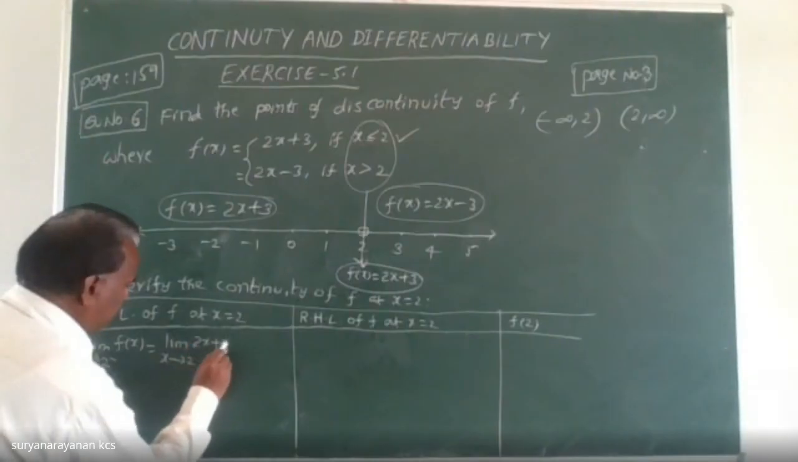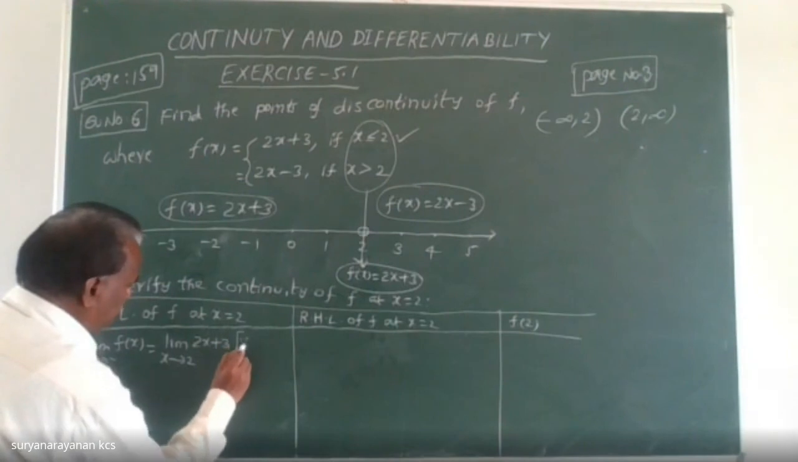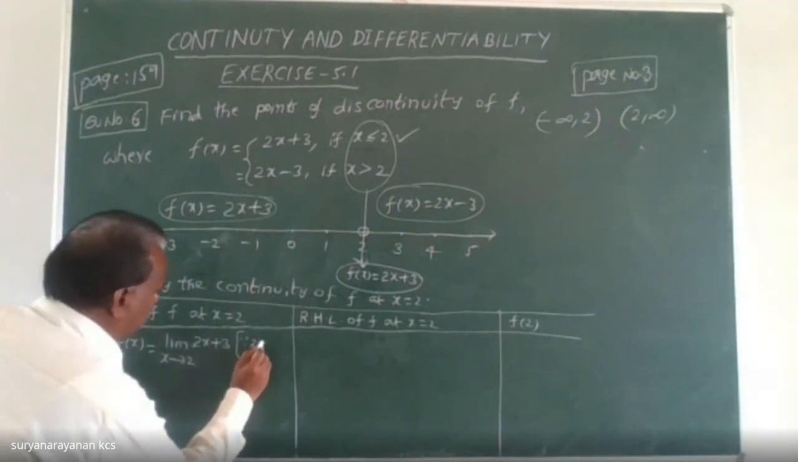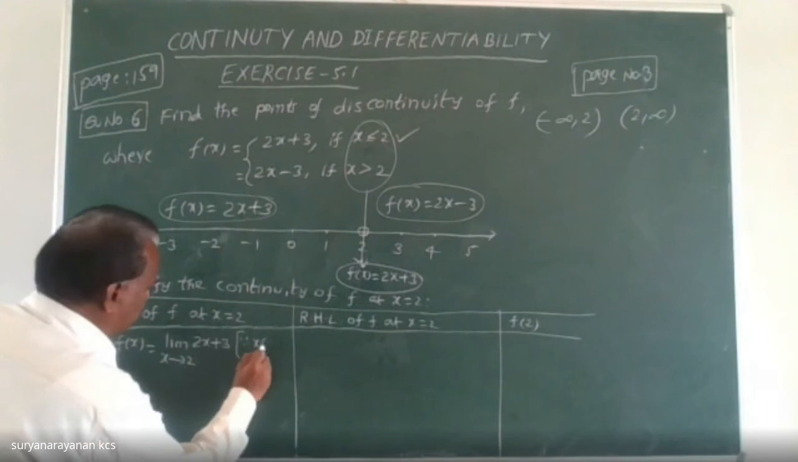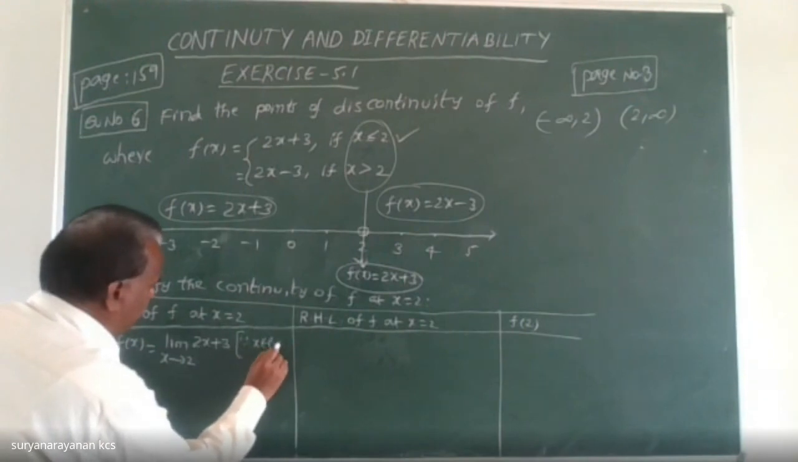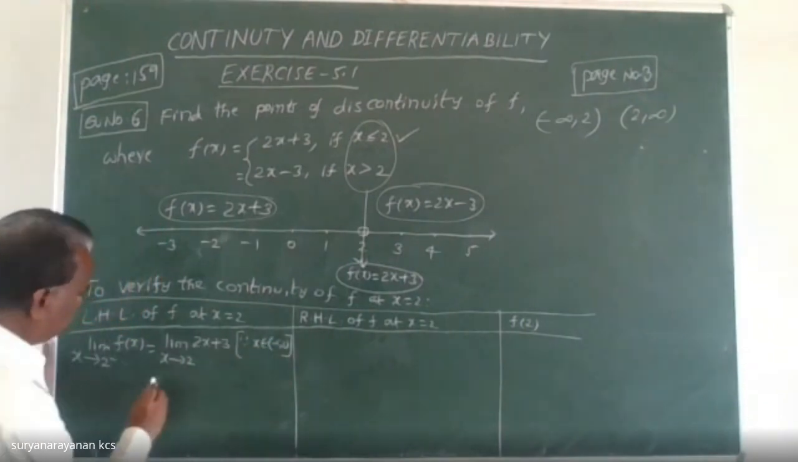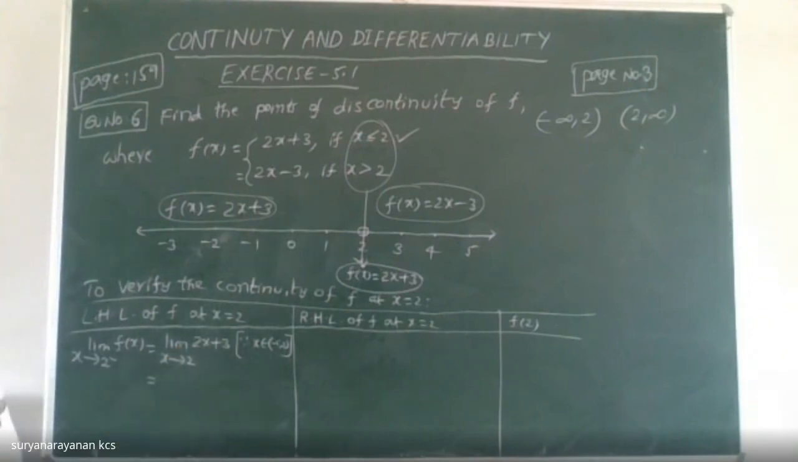2x plus 3, sir. Yes, 2x plus 3, because x belongs to (minus infinity, 2). Then what is the limit of this function? Tell me. What is the limit of this function?